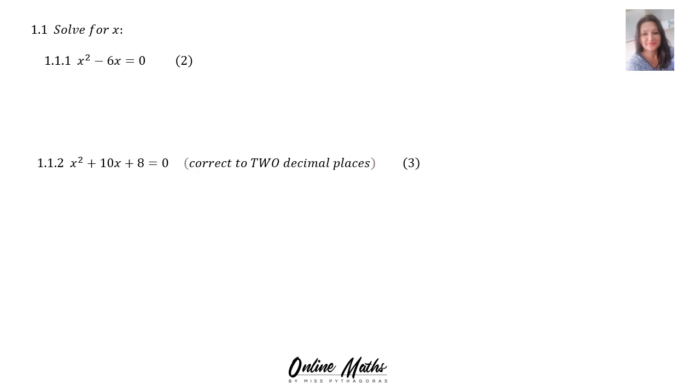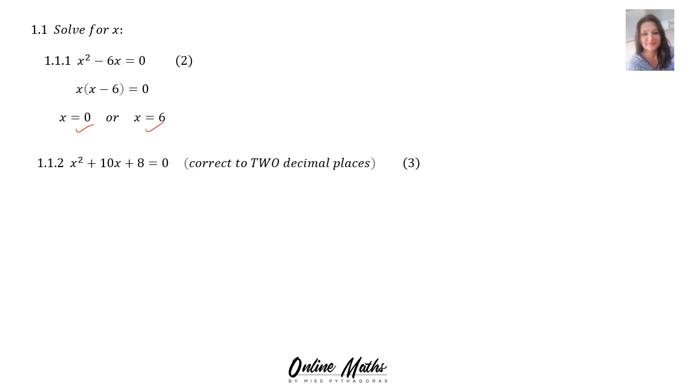1.1.1, solve for x. And then they give you the equation. The equation is already in standard form, so you can factorize by pulling out x as a common factor, and you end with x is 0 or x is 6. And this is worth 2 marks.